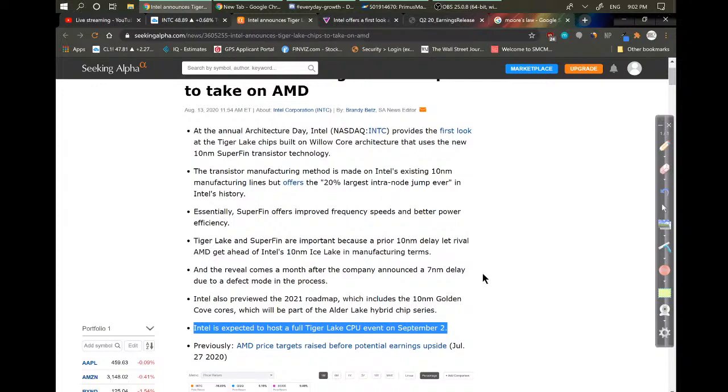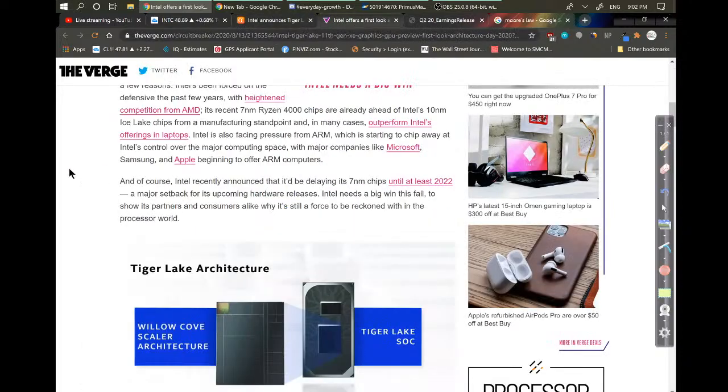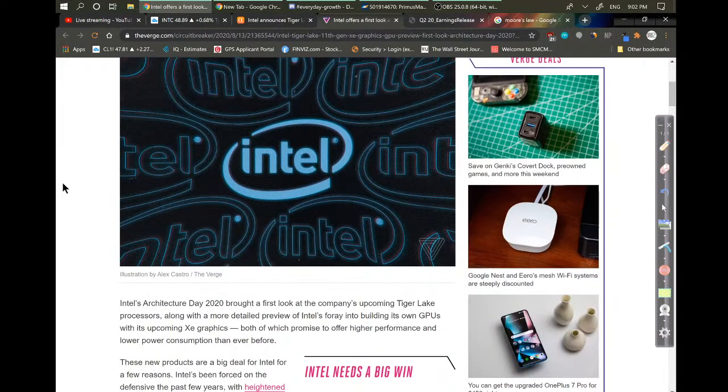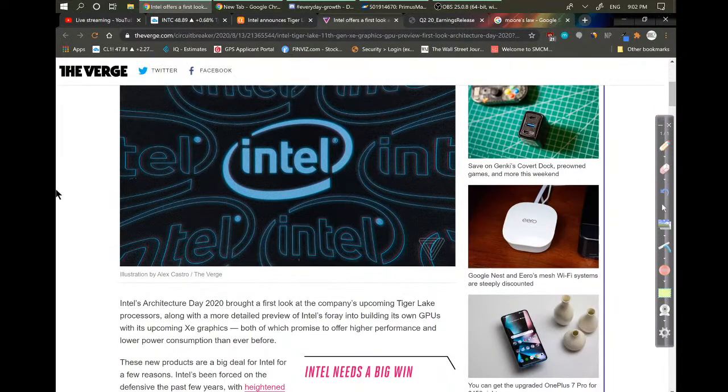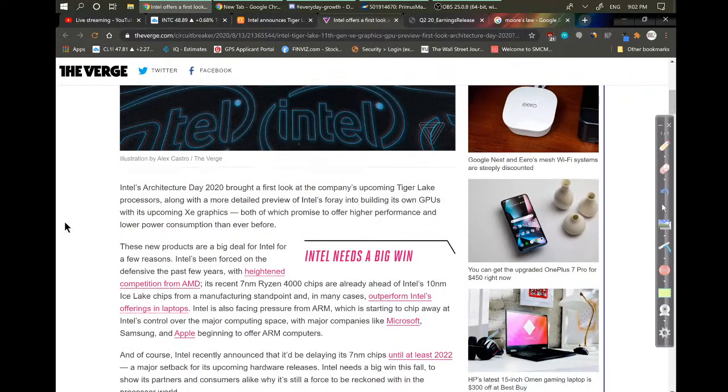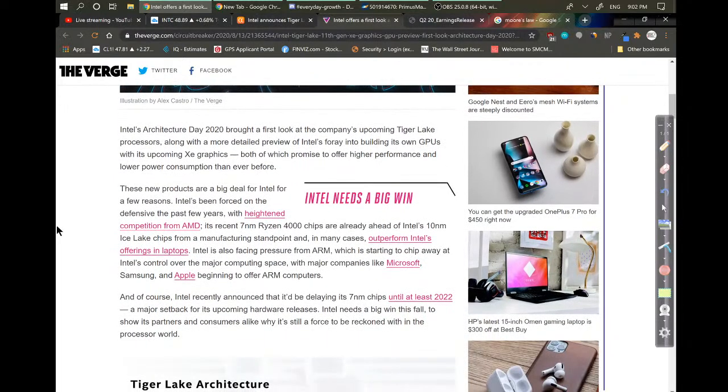Now, I looked up this article to see what this chip was about, and it looks actually pretty impressive. So this is their response to the delay, in my opinion. I guess the manufacturing debacle forced Intel to show its hand early. And as it's written here, these new products are a big deal for Intel for a few reasons. Intel's been forced on the defensive the past years with heightened competition from AMD.